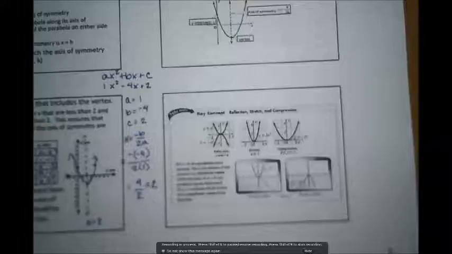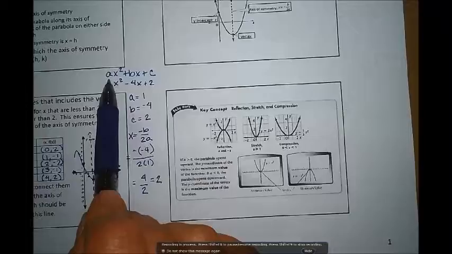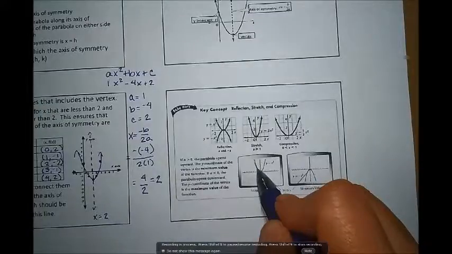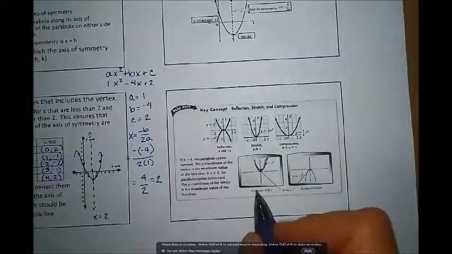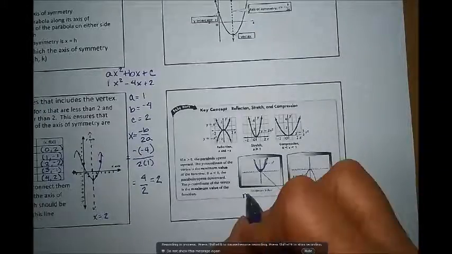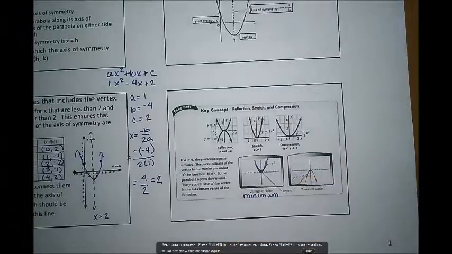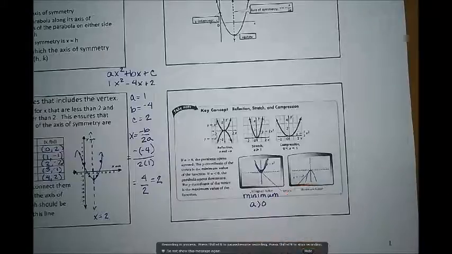Okay, if this a is greater than 0, so it's a positive a, then your parabola is going to look like a happy face. Got a nice big smile going on because positive people smile, and you're going to end up with a minimum. It's written there, but I don't think you can see it on the video. So you'll have a minimum if a is greater than 0. So we're happy, we're smiling, we're positive.